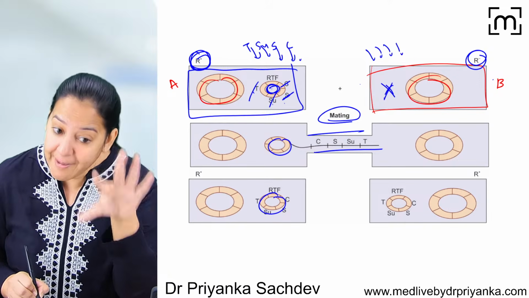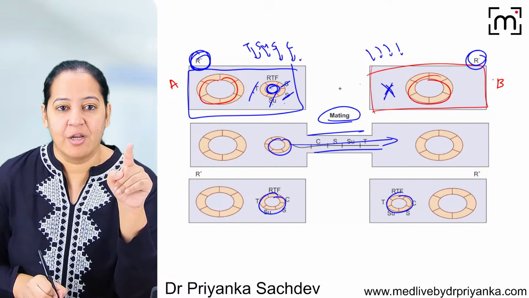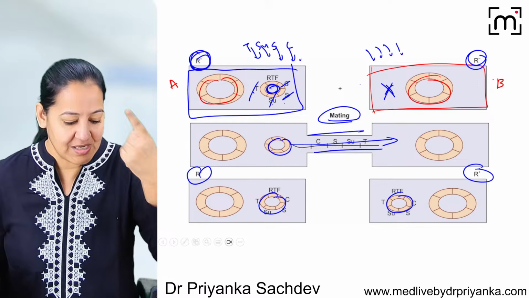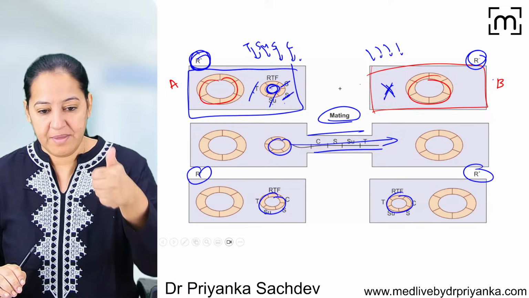One copy is kept by himself and one is given to the best friend, the partner. Now at the end, both become R positive. So once we started, one is R positive, one is R negative, but at the end both become R positive. Give me a thumbs up if you got it.